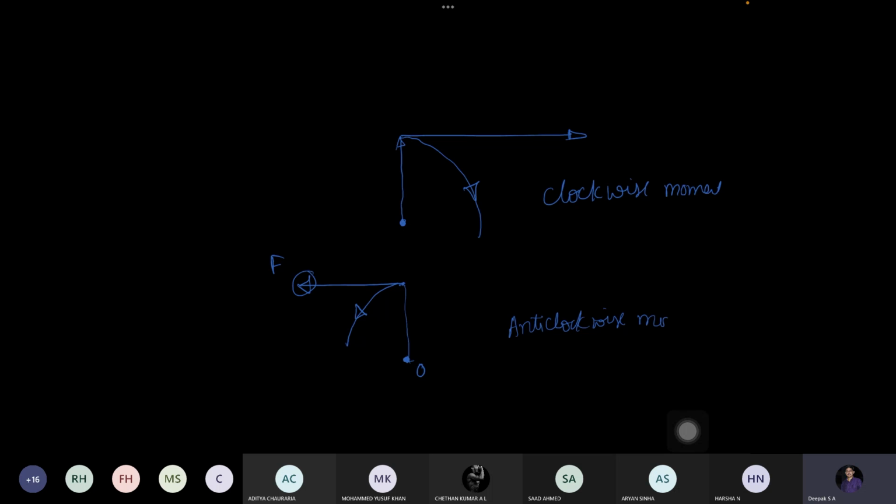So moment of a force is force into perpendicular distance, and there are two directions possible. One is clockwise direction and the other anti-clockwise. Clockwise moments are taken as negative values, okay, and anti-clockwise will be taken as positive values. Okay, is it understood?